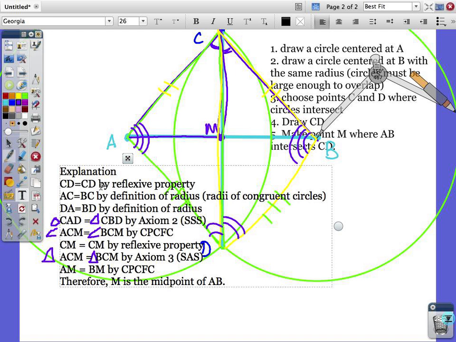Like I'll probably say, explain why triangle ACD is congruent to triangle BCD. And then if you can do that, then I might say, explain why triangle ACM is congruent to triangle BCM. So the smaller ones, why are they congruent? And then I would say, finish your explanation showing that M is the midpoint.